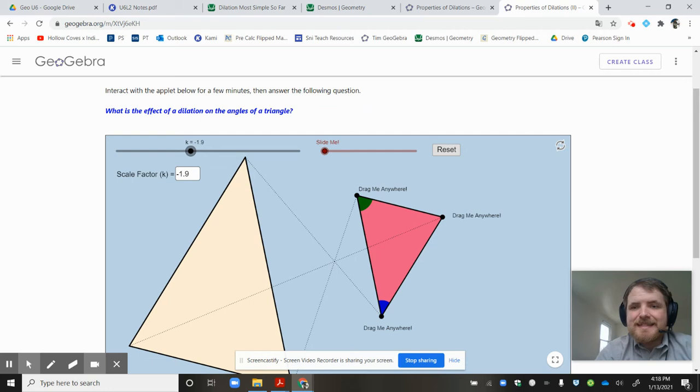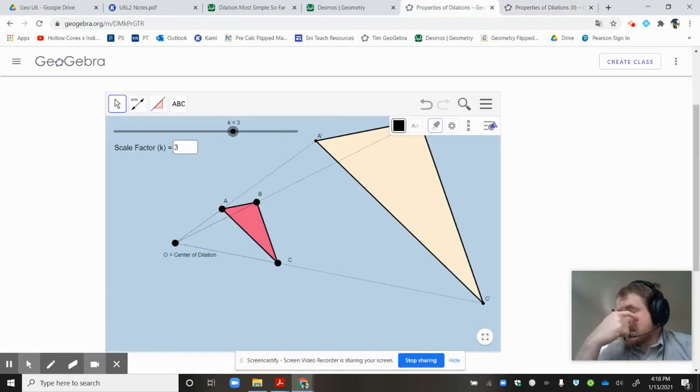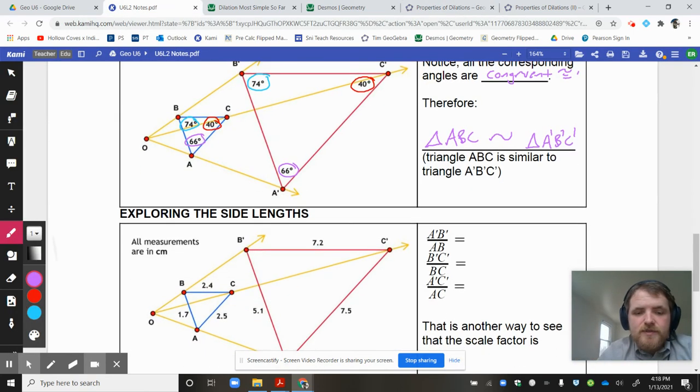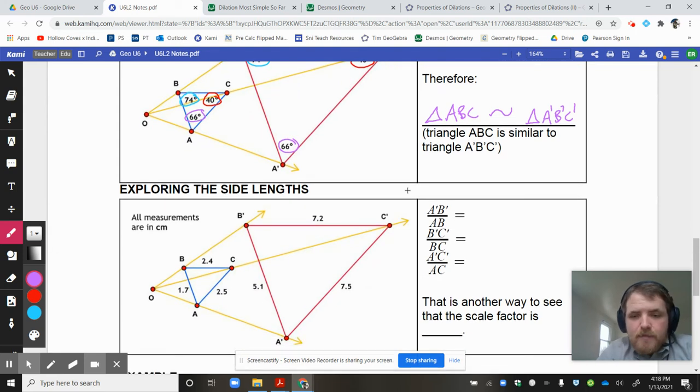Like I showed over in this example right here, the dotted lines through the center of dilation are affected by the scale factor, and the side lengths of those triangles are affected. So if I look at this big side, 7.2, A prime to B prime, that's 7.2 divided by 2.4, which is going to give me 3, I believe. I've got 7.5, that's A prime to C prime, the bottom one. Sorry for going out of order.